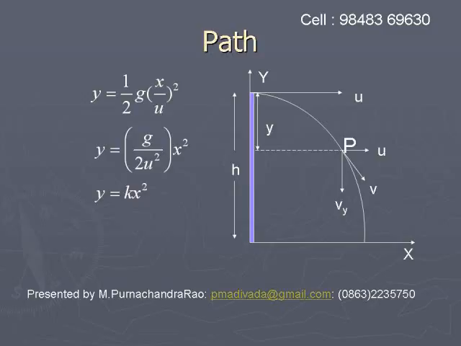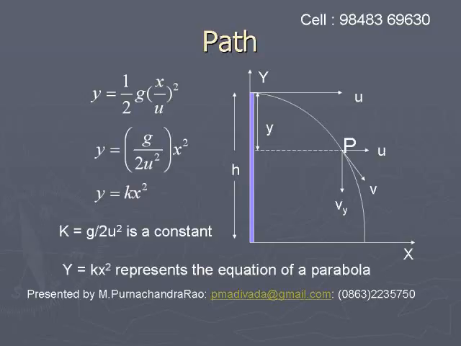This is of the form y = kx², where k is a constant. g/2u² is also a constant. So it is of the form y = kx², which is the equation of a parabola. Since y = kx² represents the equation of a parabola, y = (g/2u²)x² also represents the equation of a parabola. Hence, the path followed by a horizontally projected body is also a parabola.